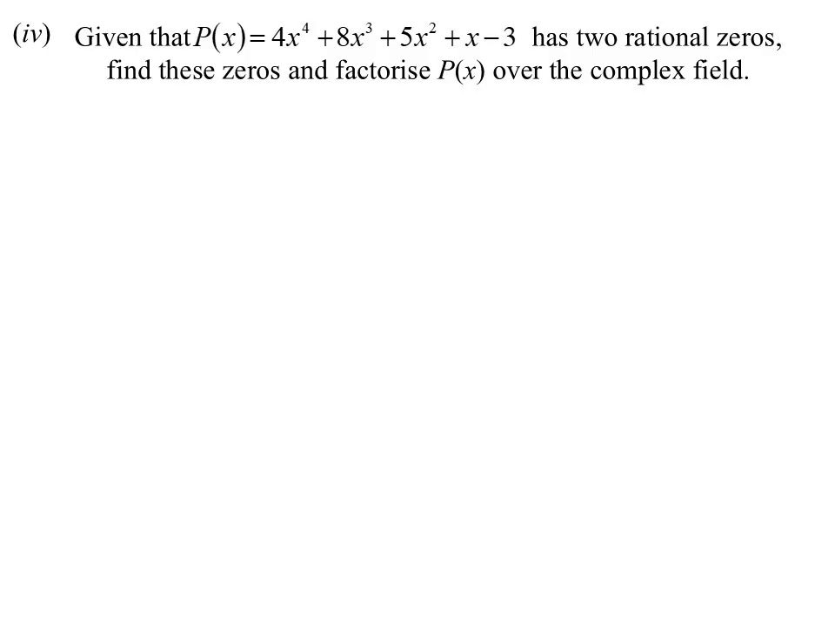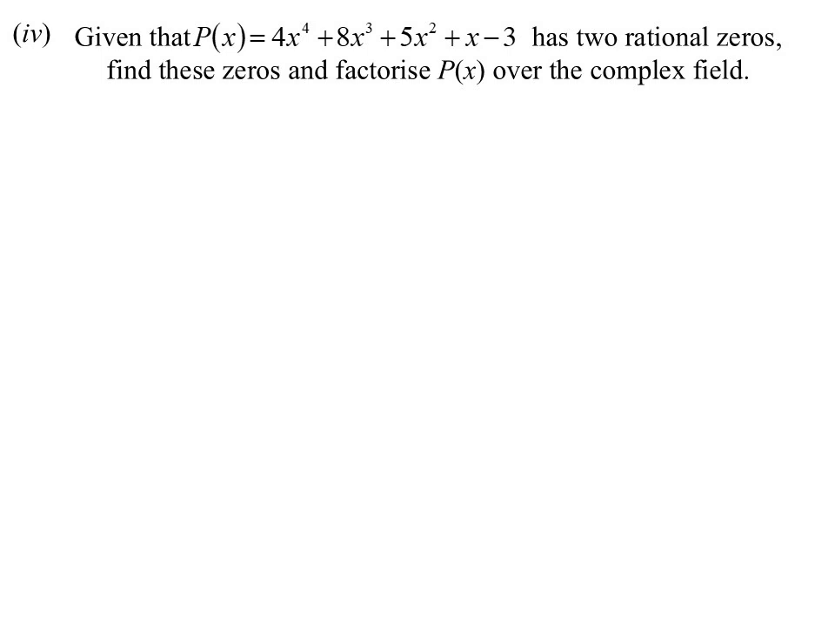Alright, this time we've got a quartic and we're told it has two rational zeros. Well, if they're rational, they're real. Find these zeros and factorise over the complex field. Well, let's find the two rational ones first. This time the constant is negative 3, again 3, prime number, lovely, so 1 and 3. But we've got this coefficient of x to the power of 4, which is 4, and 4 has got factors of 4 and 2. That brings up other possibilities.